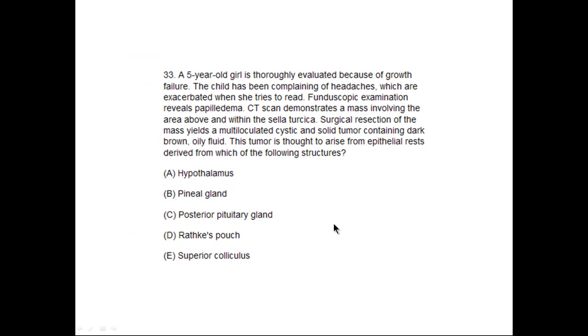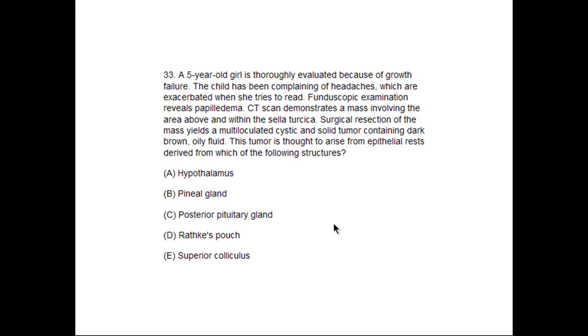A 5-year-old girl is thoroughly evaluated because of growth failure. The child has been complaining of headaches, which are exacerbated when she tries to read. Fundoscopic examination reveals papilledema. That would be problems with the optic disc, swelling. CT scan demonstrates a mass involving the area above and within the sella turcica. What sits in the sella turcica?